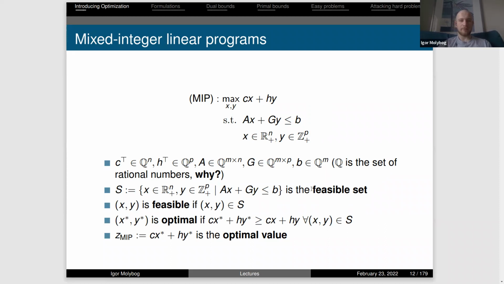Then we are distinguishing a feasible set, which is the set of all values of x and y, the variable x and the variable y, that can be plugged into the constraints and satisfy them. We are saying that a point is feasible if it belongs to the feasible set. We are saying that the point is optimal if the value of the objective function at this point, x star, y star, is greater than or equal to any other feasible value, so the value of the objective function for any other point from the feasible set.